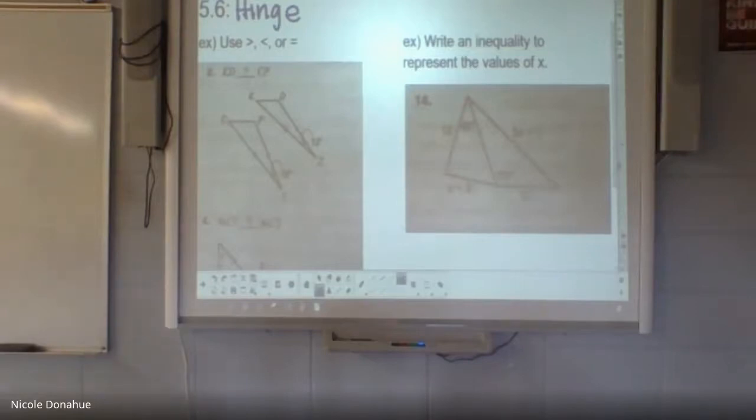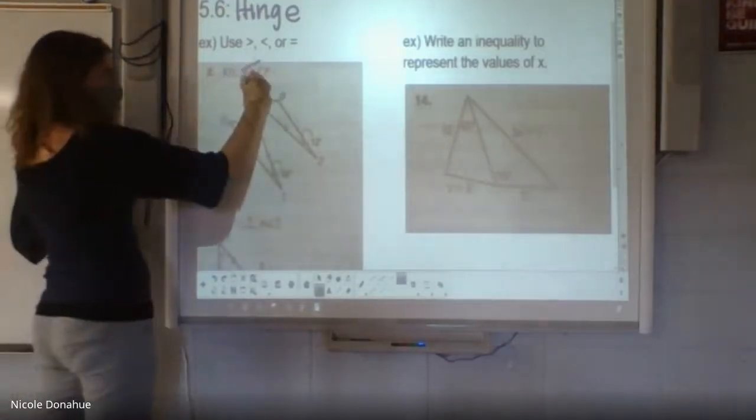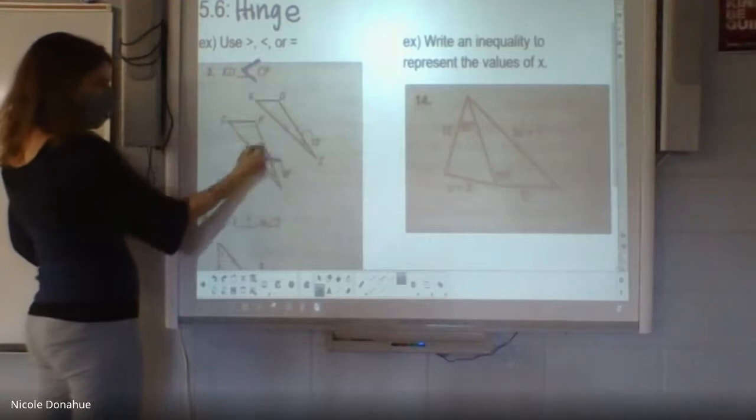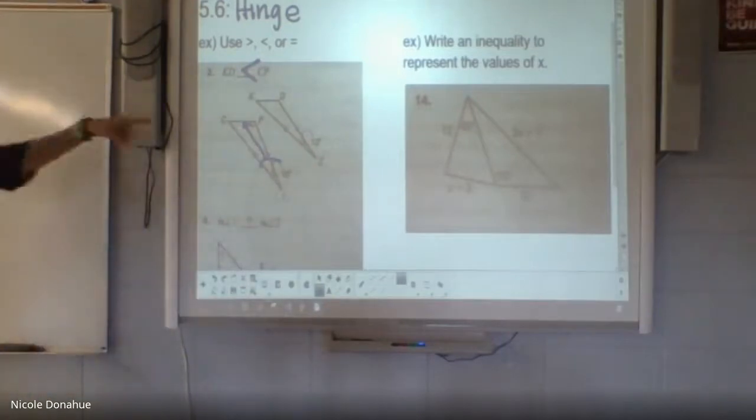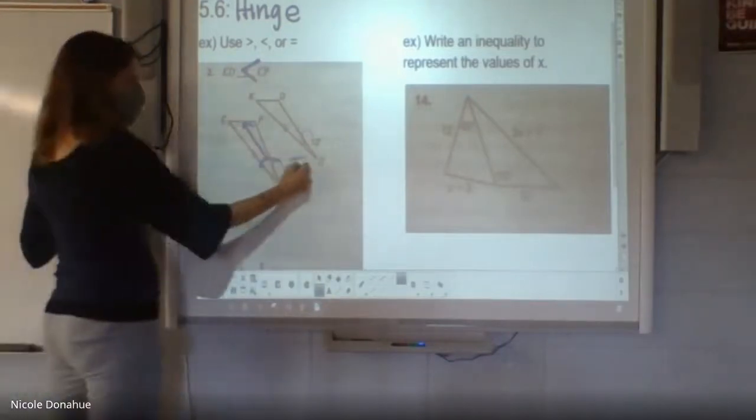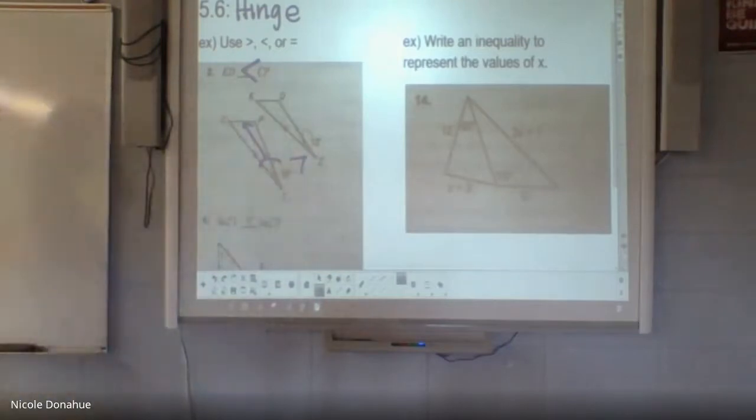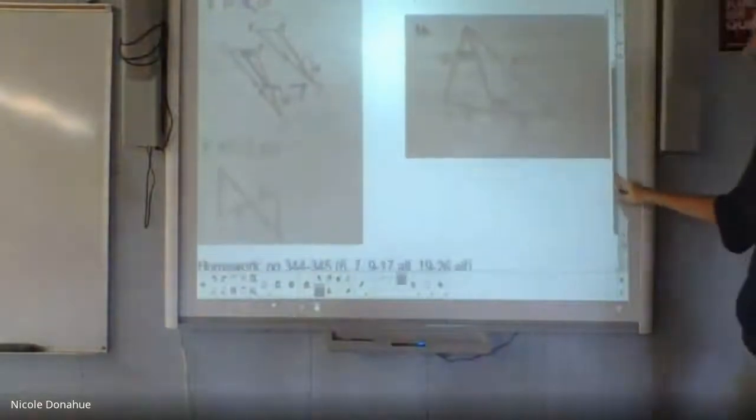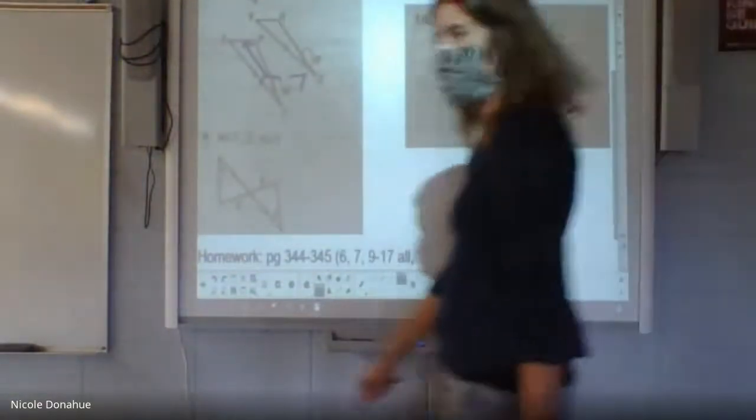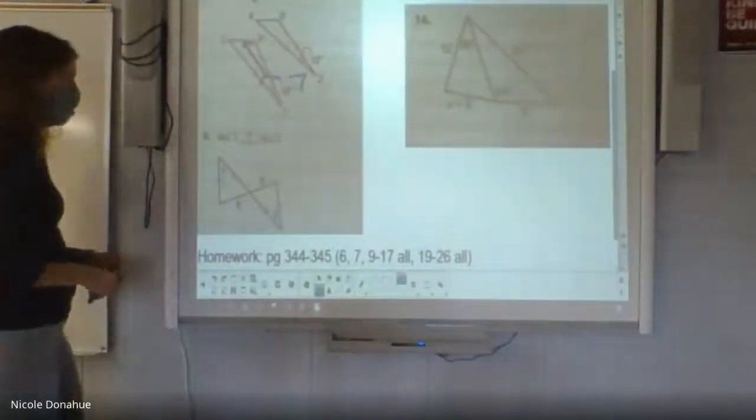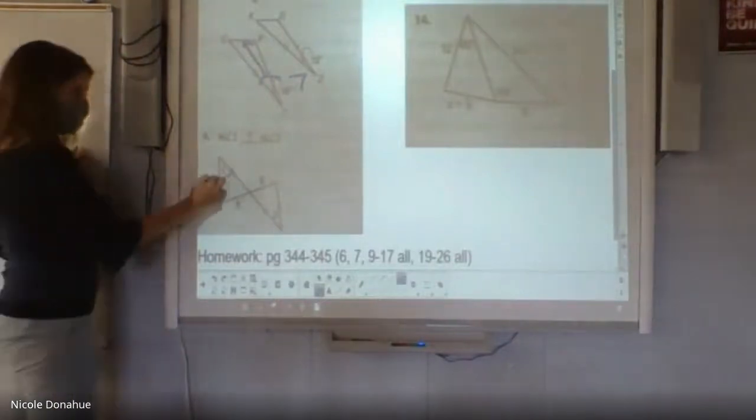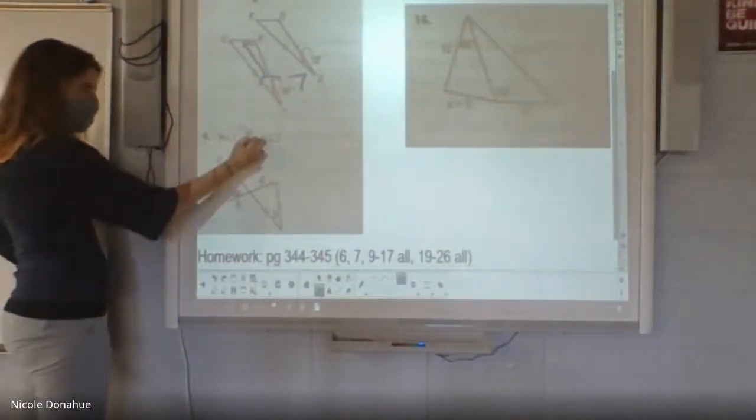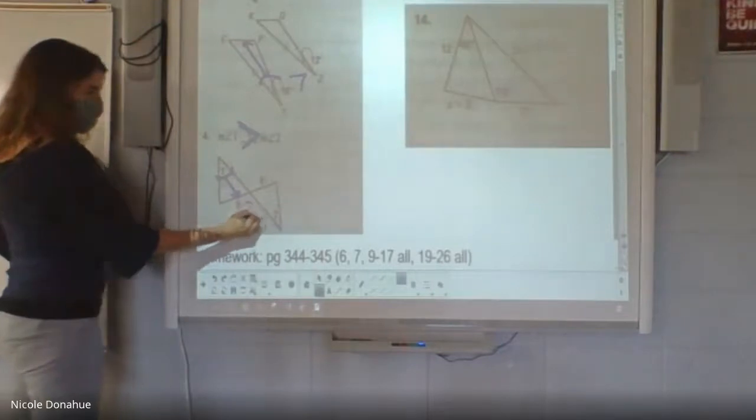All right, what do you guys think? KD is what compared to CP? Less than, because of the fact that CP is across from a bigger angle. So 18 is bigger than 13. This is greater, so CP has to be greater. Down here, angle 1 compared to angle 2 is now this one's greater because 1 is across from 9, which is bigger. So this is bigger.